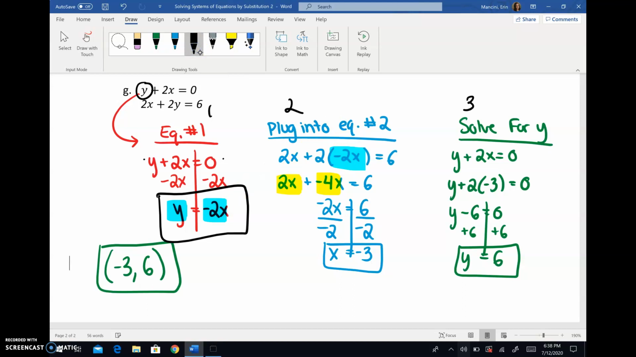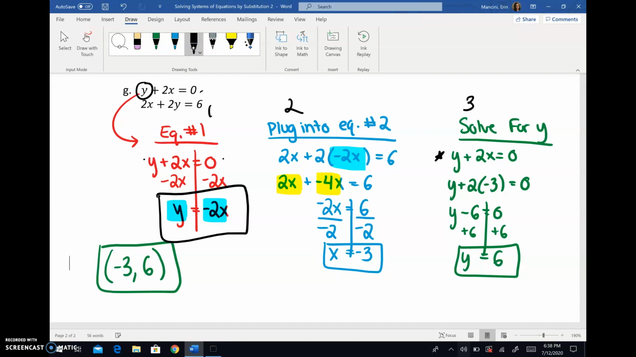Okay, you see my work. 2 times negative 2x is negative 4x. Combine those like terms to get negative 2x. Divide both sides by negative 2, and you get x is negative 3, which is my final answer over here. Okay, last but not least, once you find x, you also need step 3, solve for y. So it doesn't matter which equation you plug into.